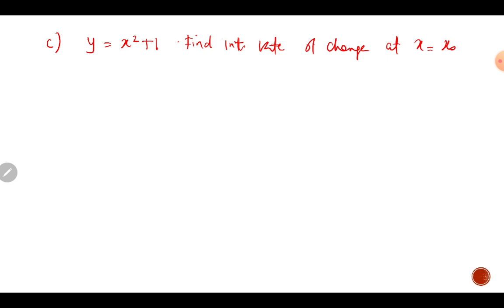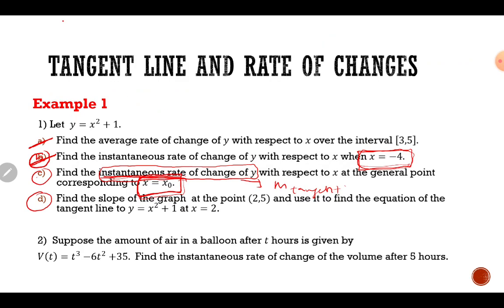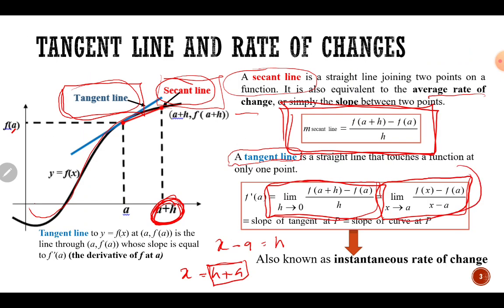In this case, we are going to use the formula that we discussed before. We have two formulas that you may use. Sama ada you nak guna dalam bentuk h, or you just use dalam bentuk x. Because here it is mentioned x equals x naught, we use x approaching x naught. I'm going to use the second formula: f(x) minus f(x naught) over x minus x naught. Saya guna yang ni.